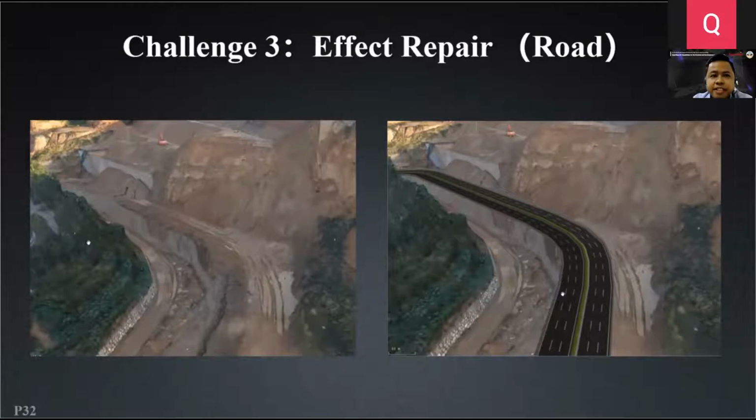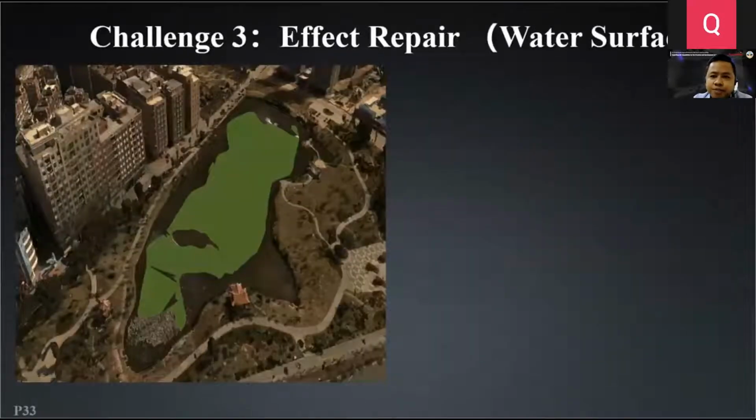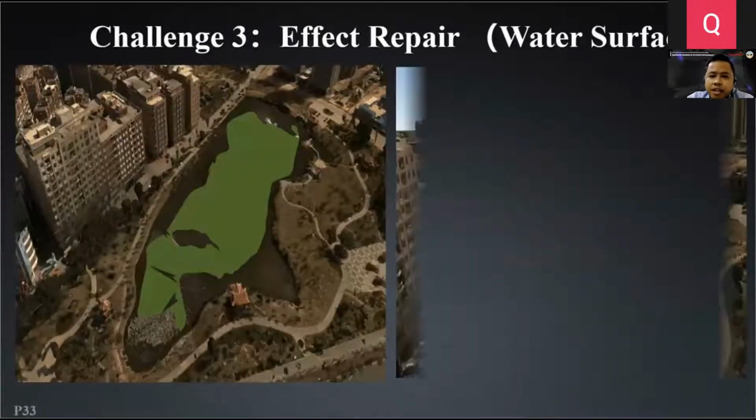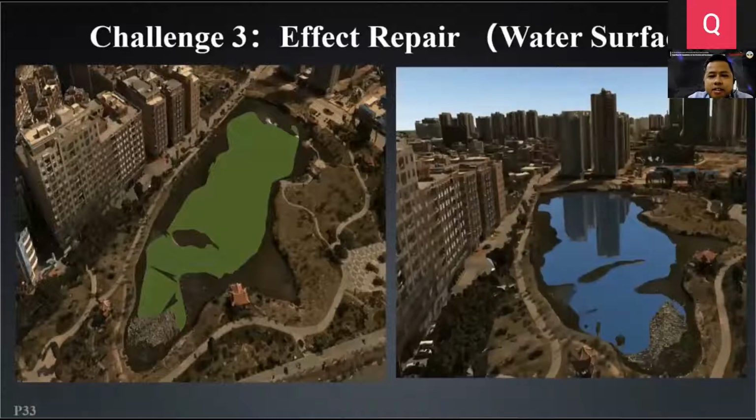The next challenge is the effect repair for water surface. In the oblique photography model, there are some pores that appear in water surfaces. That is because of lack of data. SuperMap can restore the water surface effect of the oblique photography by filling a water surface symbol, and it provides a variety of water surface effect parameters such as reflection, calm water, rush water, and so on.